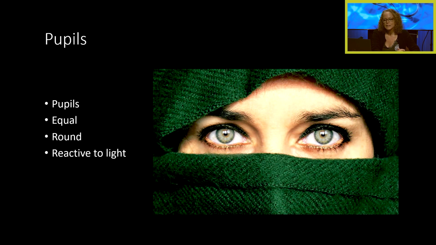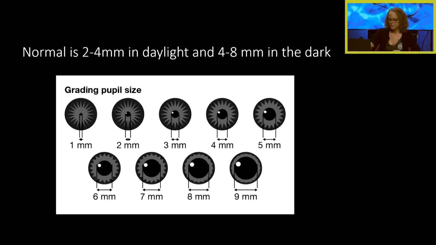In terms of reactivity to light, as you saw in the video, when we flash a light into the eye, we expect the pupil to constrict, and that is a normal pupillary response. Normal pupils in daylight are around 2 to 4 millimeters, so we'll say 3 is pretty normal in daylight. But we know that the pupils dilate in the dark. So in darkness, pupils' normal size would be about 4 to 8 millimeters.